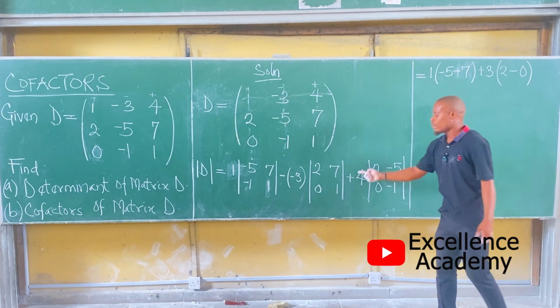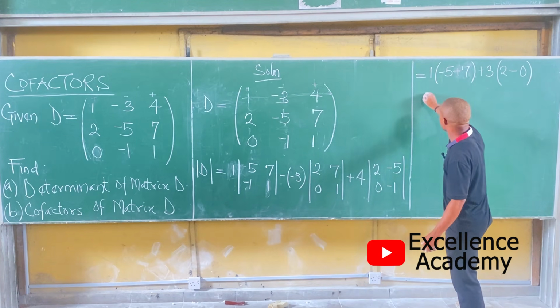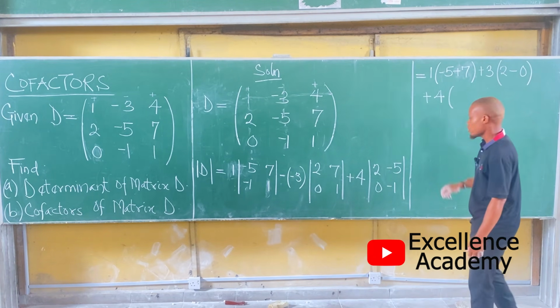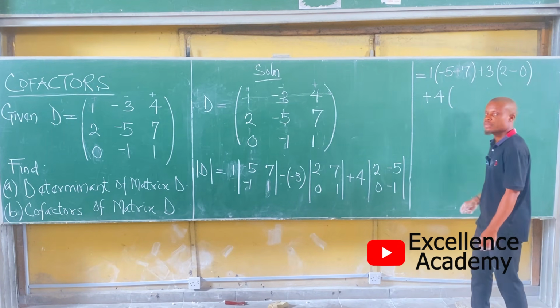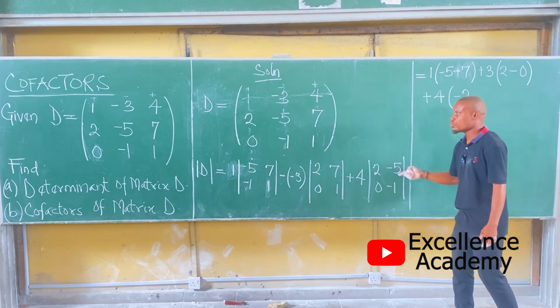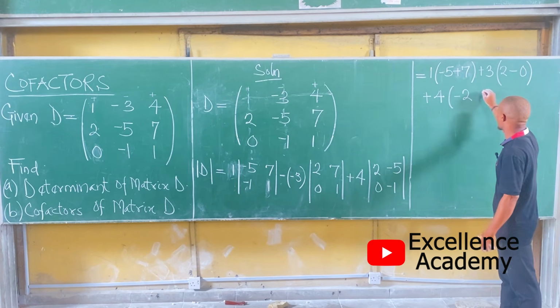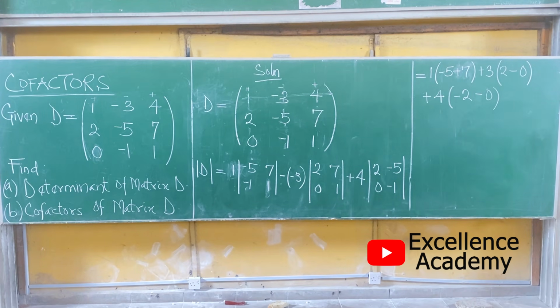Alright, over to the last term there. I'm having a plus 4. Plus 4. Okay, so I'm having a 2 times minus 1 gives me what? A minus 2. 0 times minus 5 gives me what? 0. So I'm having minus 0. Alright, so let's simplify this.